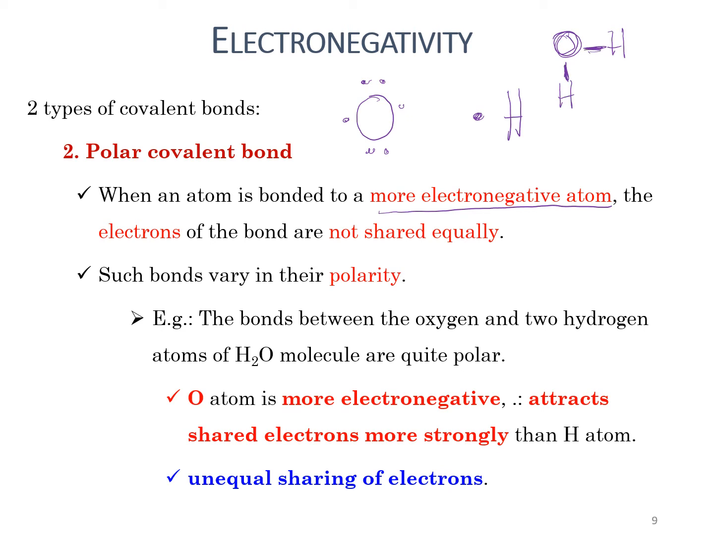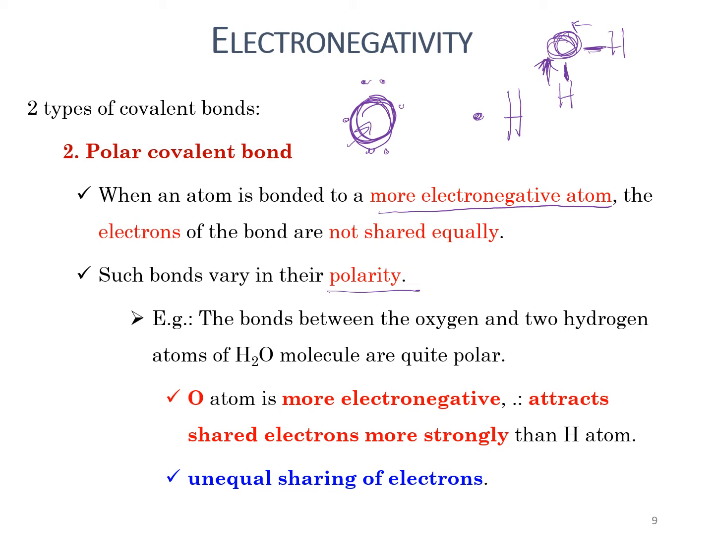The sharing between the electron of oxygen and the electron of hydrogen causes the electron of the hydrogen to be pulled more towards the oxygen. The electron of hydrogen here is pulled more towards the oxygen atom. This is because the oxygen atom is more electronegative. Why? Because the oxygen atom has more protons, so electrons are pulled more towards the oxygen atom. So such bonds vary in their polarity.